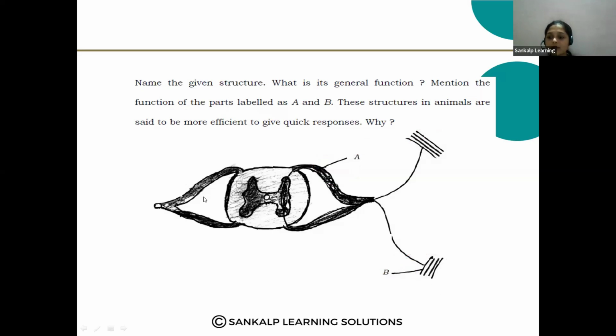Okay, so like this you should write the answer for this question. Please note down the answer. So B is the effector, not the receptor. A is the sensory neuron and B is the effector, meaning where the actions take place for this stimulus. Okay. So it gives the sudden response.